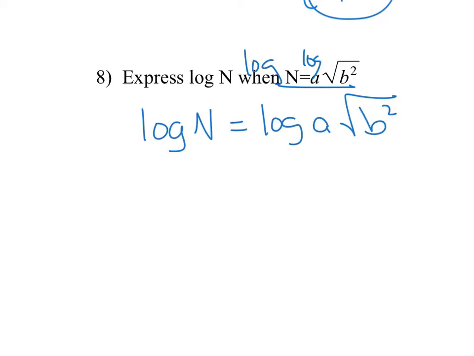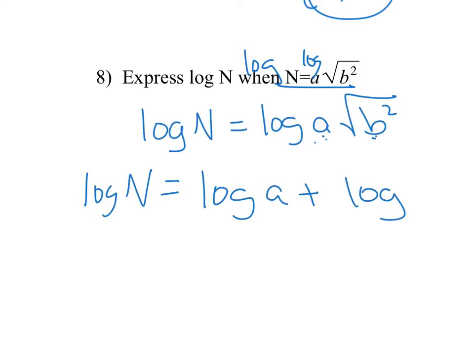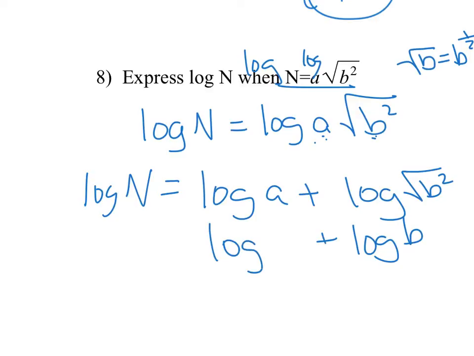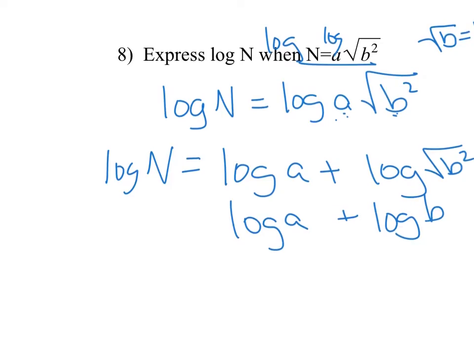So this would be broken up, and what we're saying is log of n, we're multiplying these two things together, so it's log of a plus log of the square root of b squared. Hopefully you understand that the square root of b squared is just b. But make sure you remember that the square root of regular b is b to the 1/2 power. But this is technically just log of b.